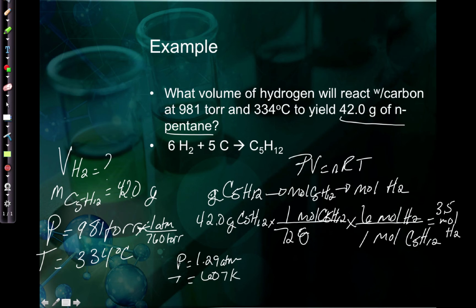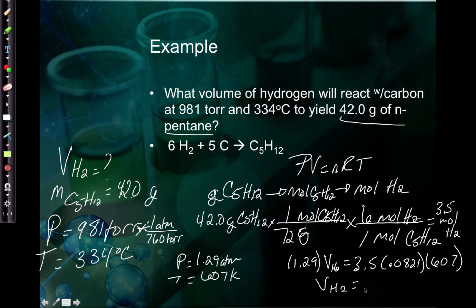All right, so now I've got enough information, everything's converted, I can plug it into PV equals nRT. So P is 1.29, V is unknown, I'm looking for V of hydrogen gas, N is what I just solved for here, it was 3.5, R is 0.0821, and then my temperature is 607. So when I go through and calculate for the volume, I will get 135.2 liters. And if I round to sig figs, it should just be 135 liters.